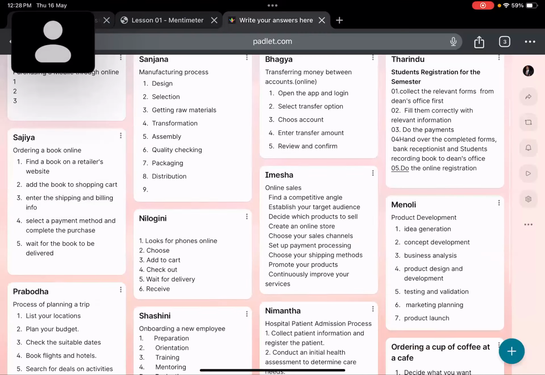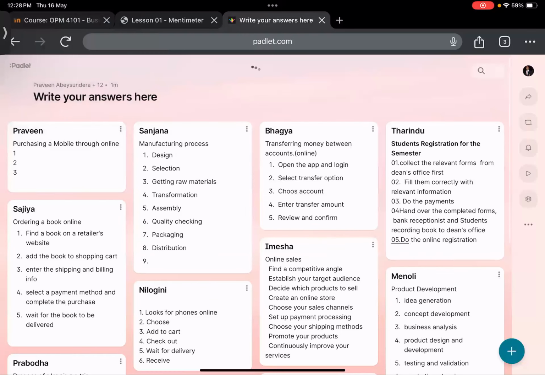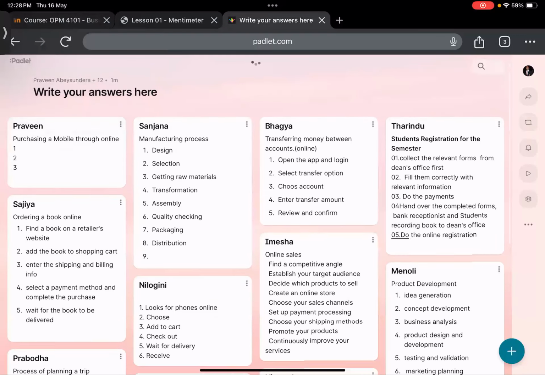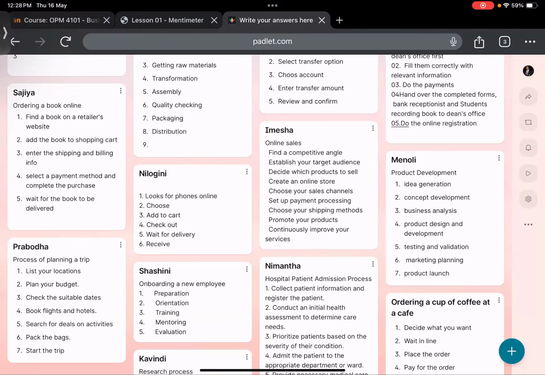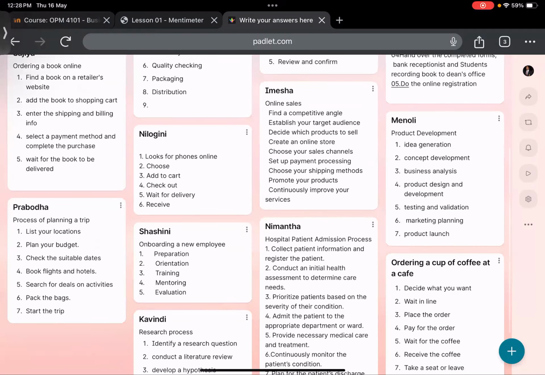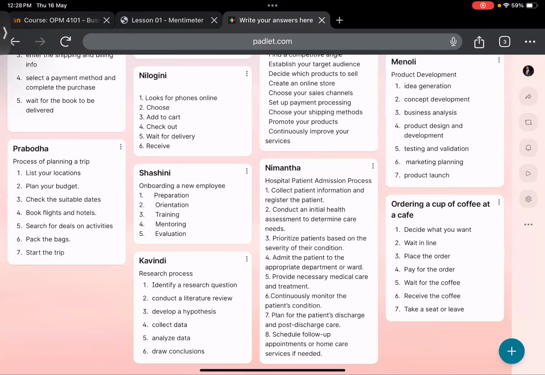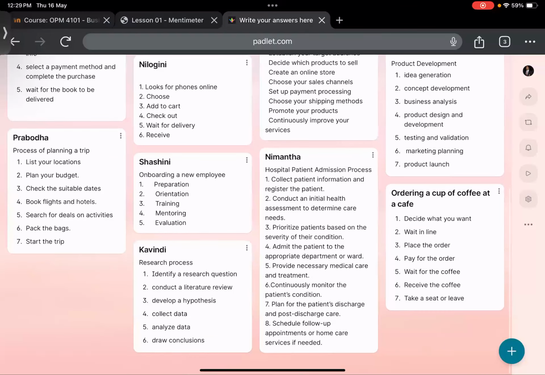Okay, so as you can see, I think we have a lot of answers here. Sajia is ordering a book online. Ilogini, ordering online sales. Imesha, manually product development. Ordering a cup of coffee in a month. Hospital patient admission process. Shashini, onboarding a new employee. Kavin, the research process. Planning a trip.